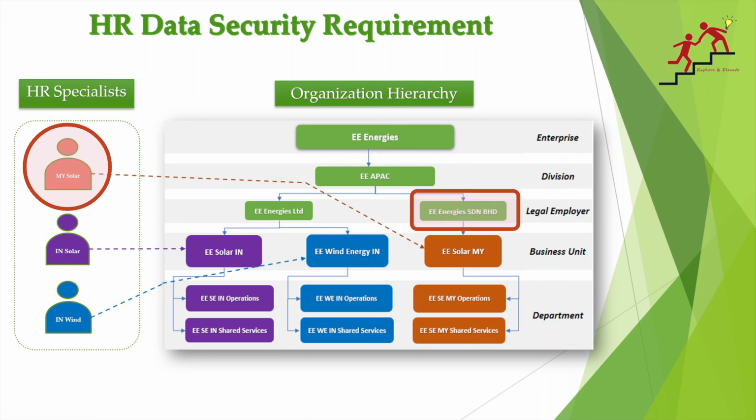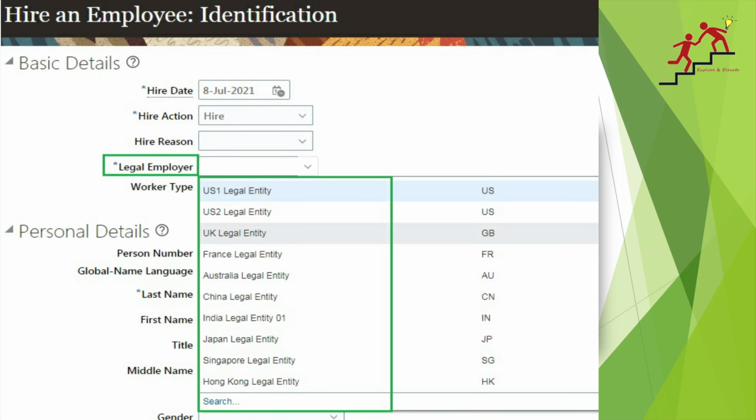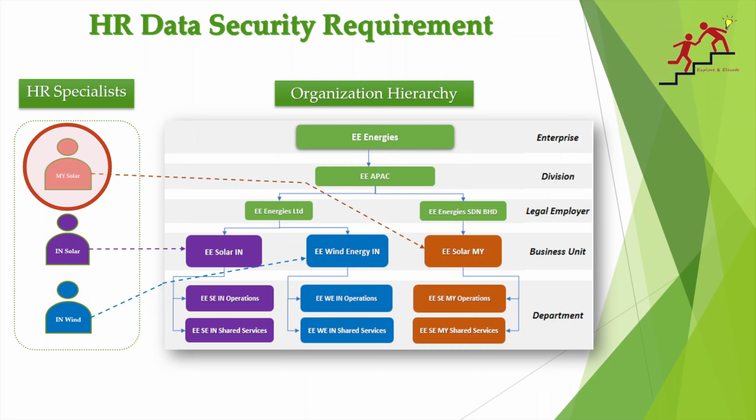We are not securing the legal employer at all here. This would cause an impact of allowing this HR specialist to access all the legal employers while creating the new person record. In HCM Cloud, the work relationship of the person would be with the legal employer. So it is important that we take care of the security required at the legal employer level too. When it comes to MY Solar HR specialist, I am also going to add EE Energies SDN BHD into the security scope. I am going to do the same for other BUs as well. I hope now we are pretty clear on the requirement.